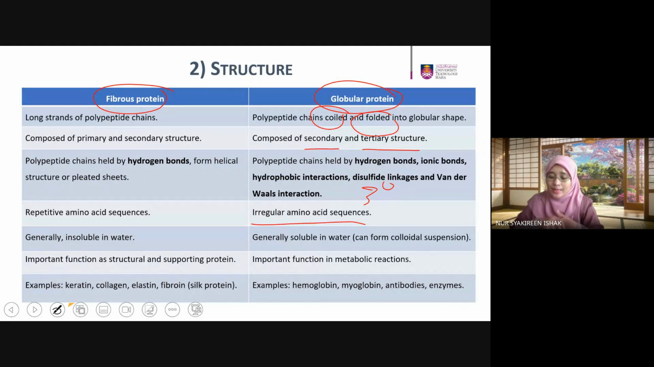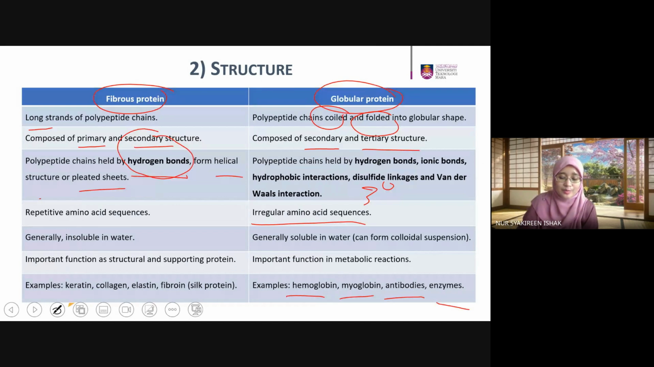Okay, and generally soluble in water. So they can dissolve in water because most of our body is composed of water. Your blood is composed mostly of water. So this protein needs to be able to be carried along your blood, so they can be dissolved in the water in your blood. Macam itulah, okay. Soluble in water, and with important functions in metabolic reactions. For example, here we have hemoglobin, myoglobin, antibodies, and also enzymes.